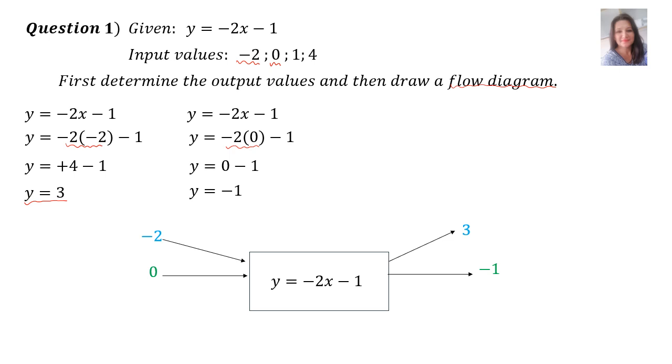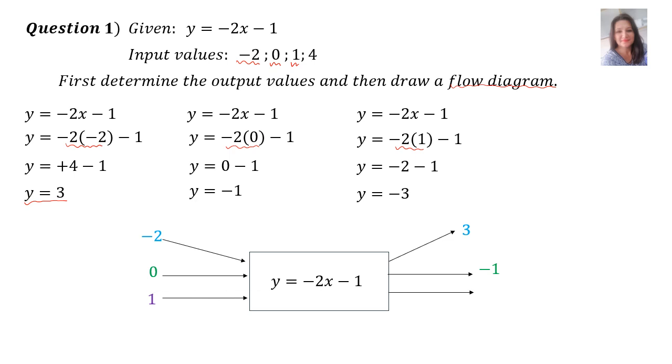The next input value is 1. Therefore, into your equation, in x's place, you substitute 1. -2 times 1 is -2, minus 1 is -3. Therefore, on the left hand side, input value 1, arrows, output value -3. And then your last input value is 4.